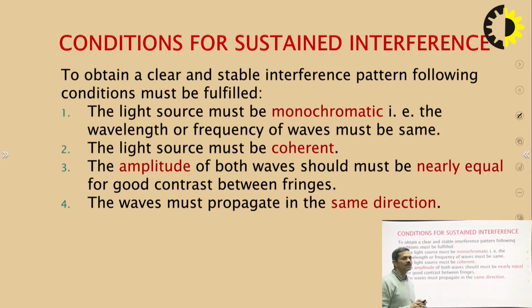First, the light sources must be monochromatic. Monochromatic means the light source must have a single frequency or single wavelength. The second requirement, which we have discussed, is that the light sources must be coherent. The amplitudes of the two waves should be nearly equal, and the two interfering waves must propagate almost in the same direction.